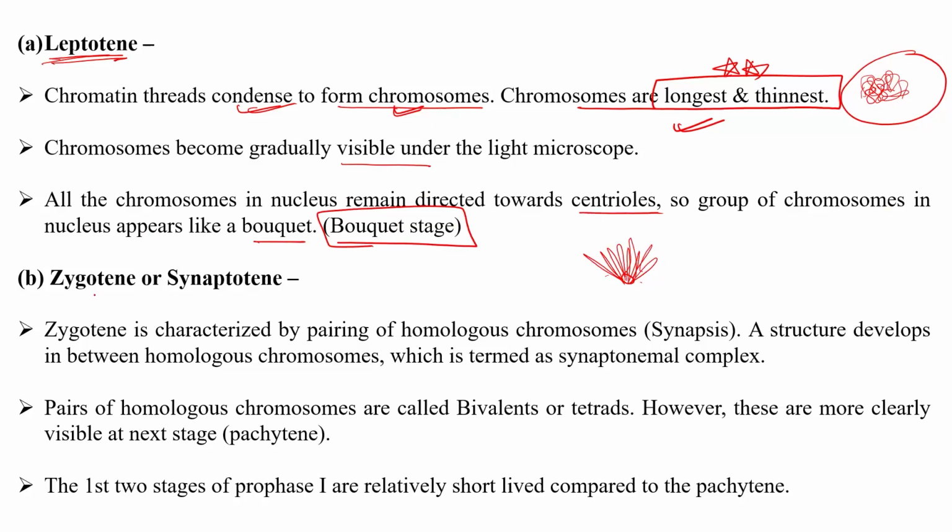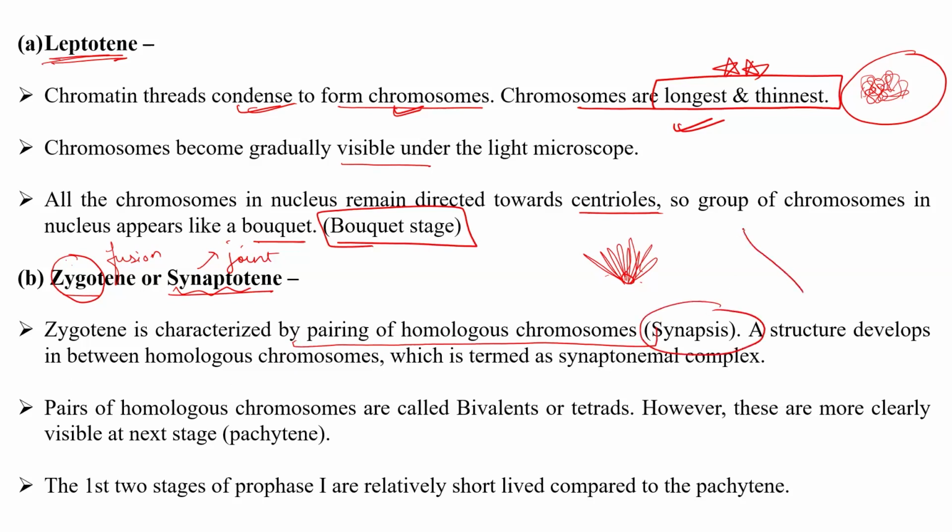The next stage is the zygotene or synaptotene stage. As the name suggests, zygote is produced by fusion, right? Or synapse means joint, any joint. So it is characterized by pairing. What happens in this stage is pairing of homologous chromosomes, that is, the formation of synapses.